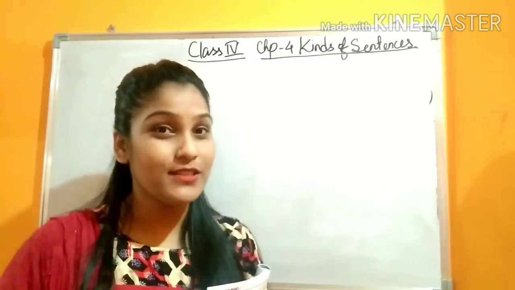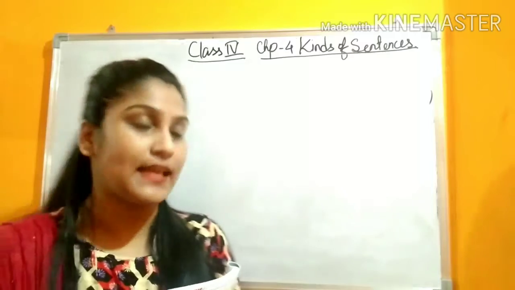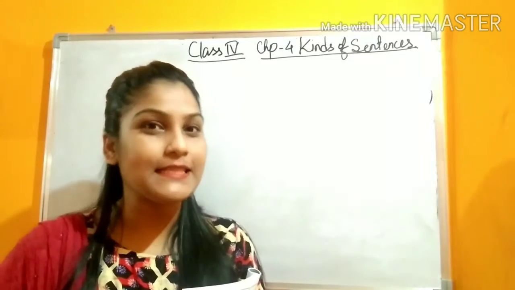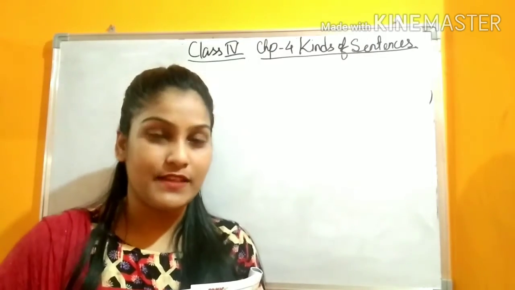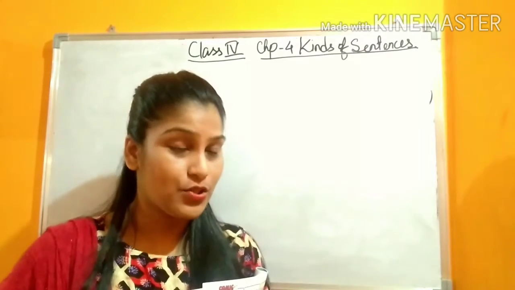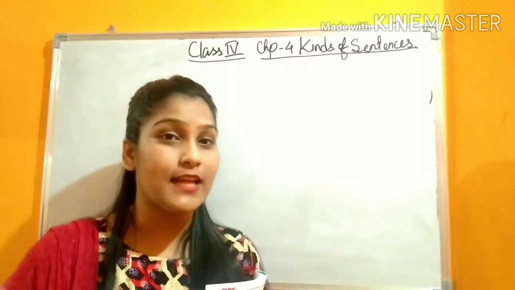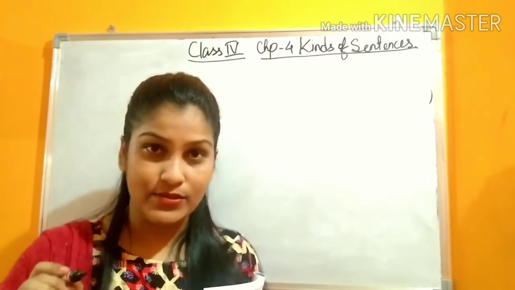Good morning, dear students. Today we will start with chapter 4 of your English 2 book, Kinds of Sentences. I hope you have completed till prefixes and suffixes. When I was explaining about subject and predicate, I asked you what is a sentence. So what is a sentence? A sentence is a group of words that is arranged to make a complete sense, right?